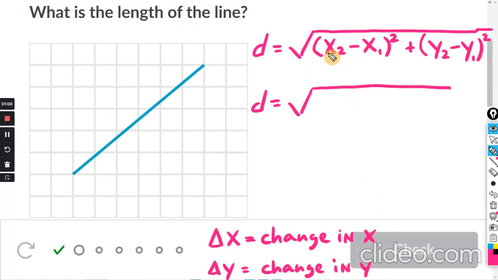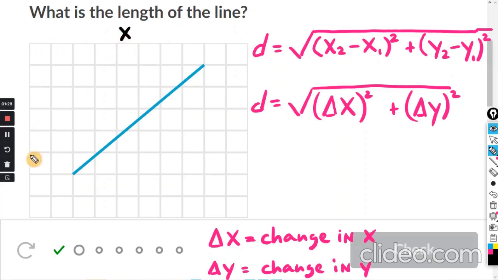All right, so in place of x2 minus x1, I am just going to write delta x, or change in x. And that is squared. And then we add that to the change in y. And that is also squared. Now remember, on a graph, the x-axis is the left-right portion, and the y-axis is the up-down portion. So basically, in order to fill in the numbers here, I am just going to count on the graph.